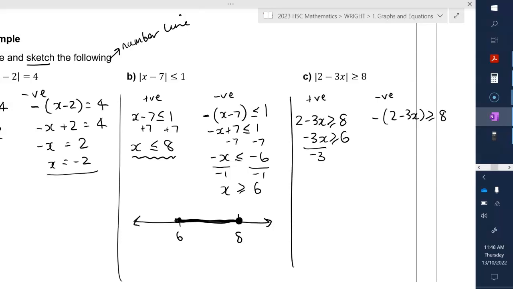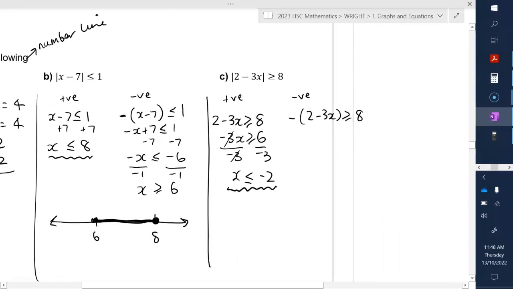I now want to divide by minus 3 on both sides. I will need to flip my sign around because I'm doing that. I will have x is greater than or equal to minus 2. So again, you need to be careful that you're flipping that sign, or you will get an inequality solution that is in the wrong direction.